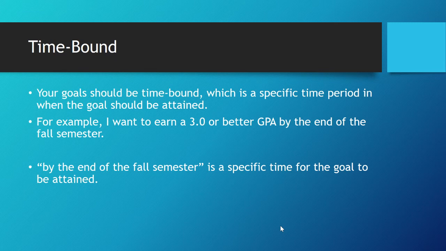So you will be able to know and measure, as we said earlier, like 3.0 is what you measure it by. The time is also what you measure it by. So if you know by the end of the fall semester you haven't attained the 3.0, then that means you did not meet the goal. But if you end up with a 4.0, then you know that you did meet that goal by the end of the semester. Then you can set another goal for the future semester.